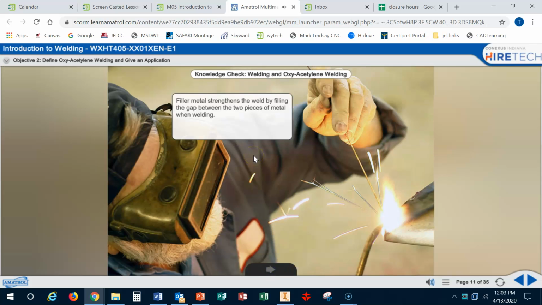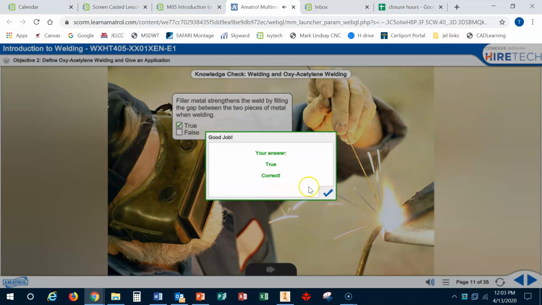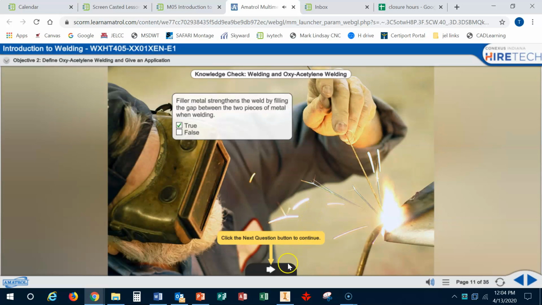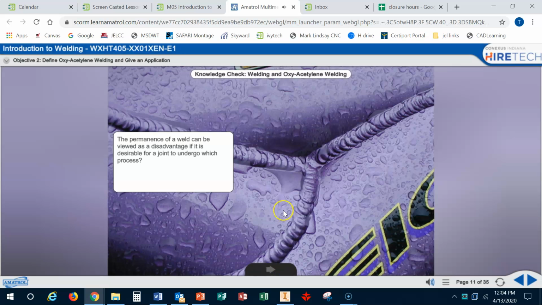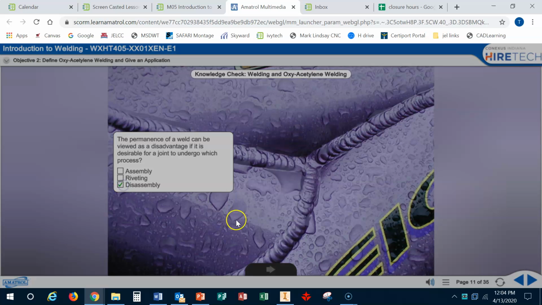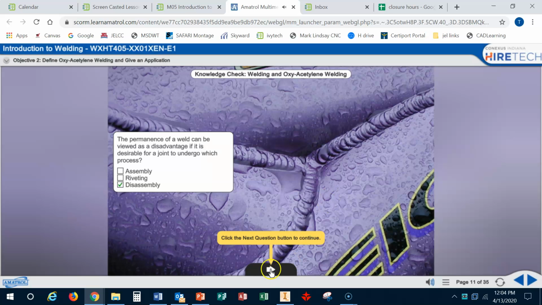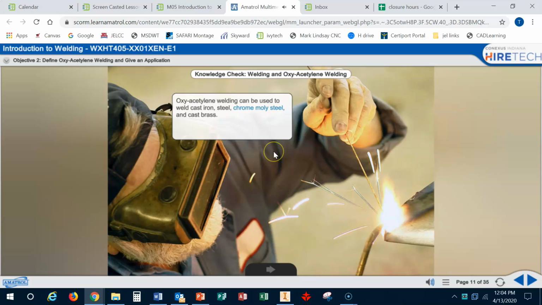Filler metal strengthens the weld by filling the gap between the two pieces of metal when welding. The permanence of a weld can be viewed as a disadvantage if it is desirable for a joint to undergo which process? Oxyacetylene welding can be used to weld cast iron, steel, chrome moly steel, and cast brass.